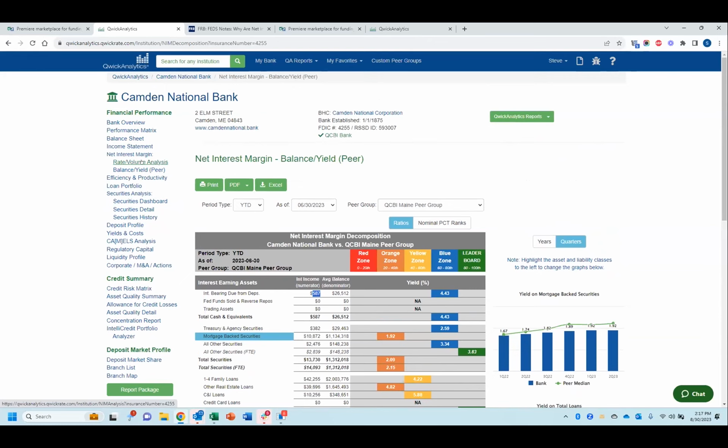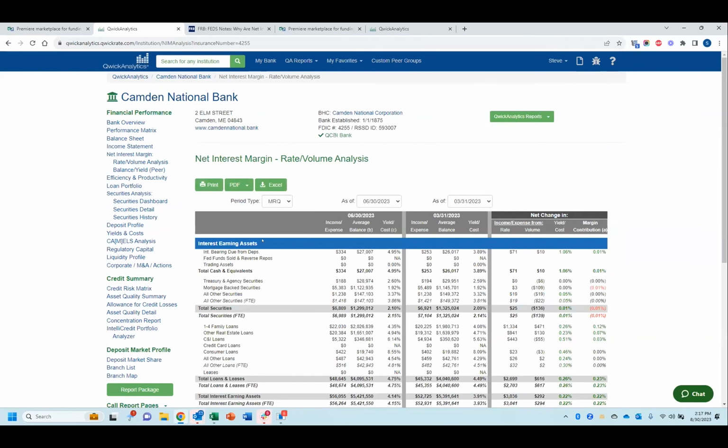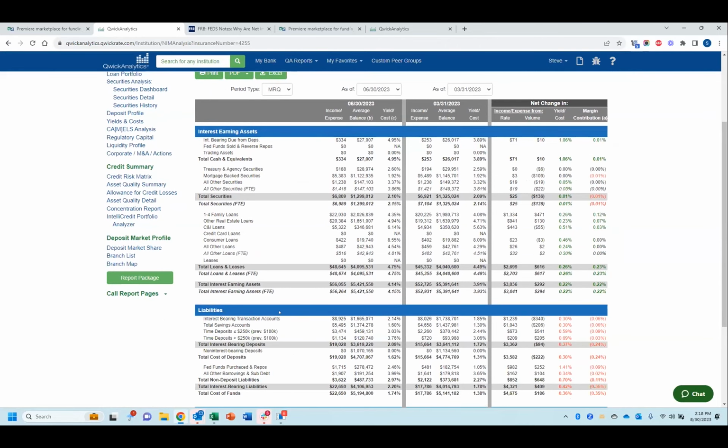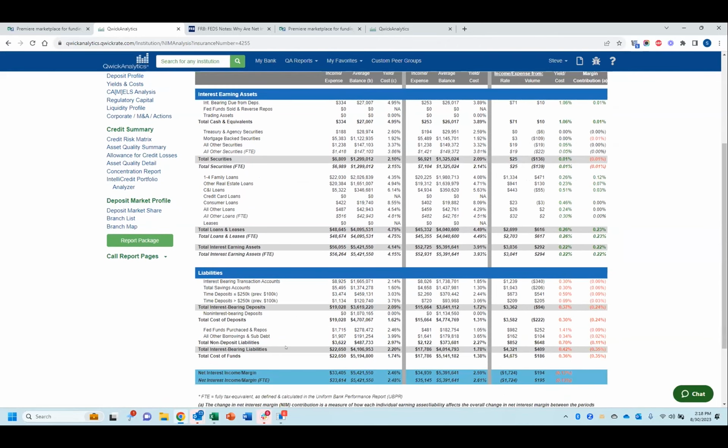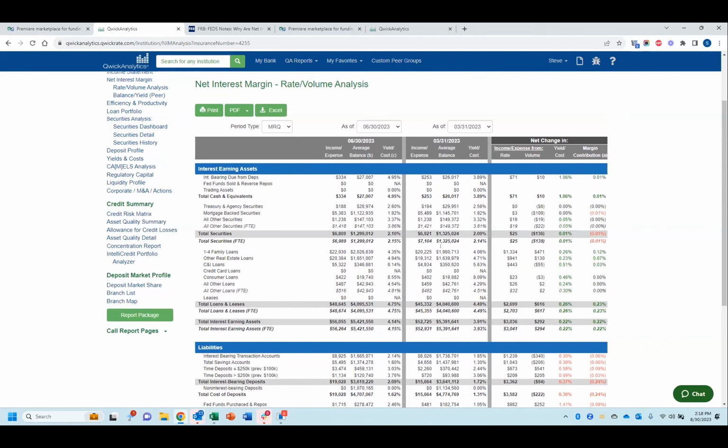Now the other page, we call our rate volume analysis. This is a further analysis, the type you would see in an SEC type document, but we thought it could be helpful for you to see that using the call report. So it's all the same earning assets, all the same interest-bearing liabilities and non-interest-bearing liabilities. But there's no peer data on here. We're simply comparing you at 2 different points in time.